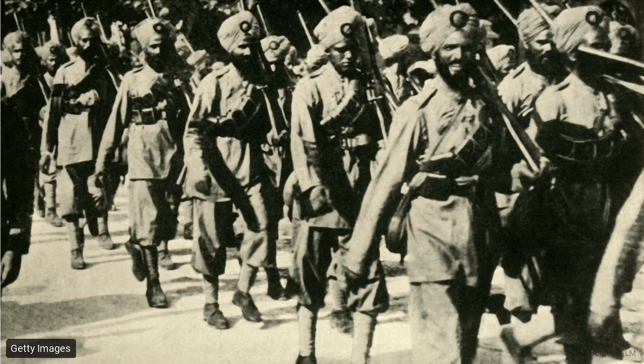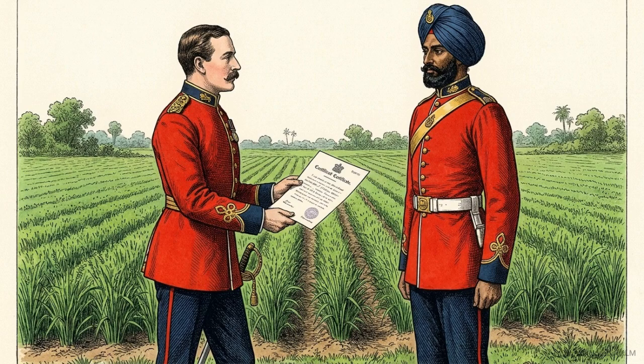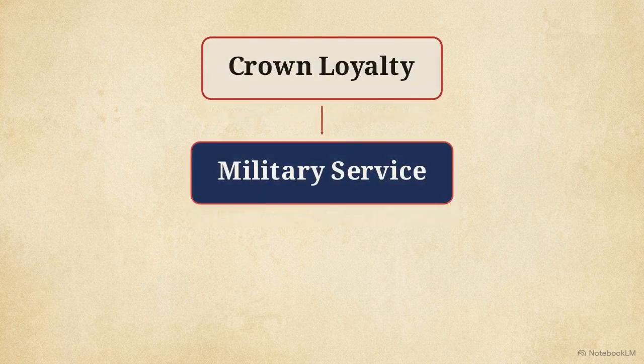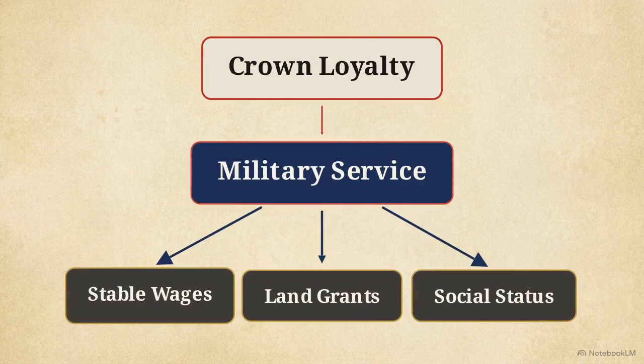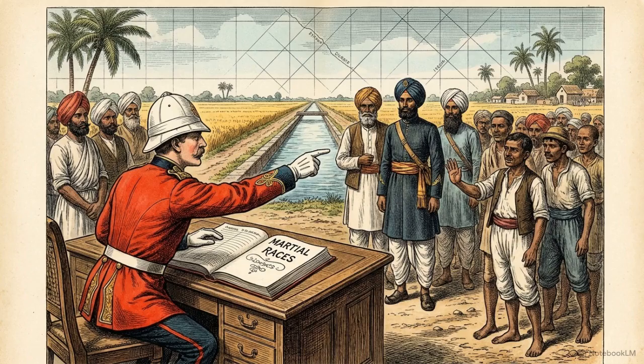After 1857, the British turned Punjab into the Raj's sword arm, targeting specific groups like Sikh Jats and Punjabi Muslims as martial races. Recruitment offered a way out of rural poverty. These soldiers received stable wages, high social status, and prime land grants in the new canal colonies. This policy linked a community's economic survival directly to their military utility. Loyalty to the crown became the primary ticket to social mobility. By distributing land and employment based on ethnic and religious lines, the British hardened communal divisions that would define the region's future.